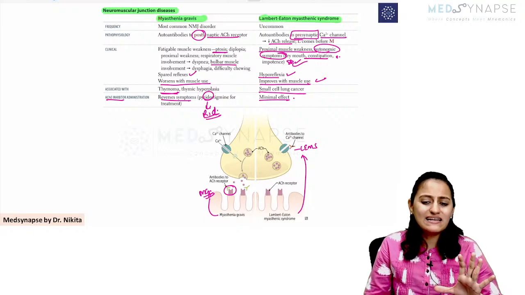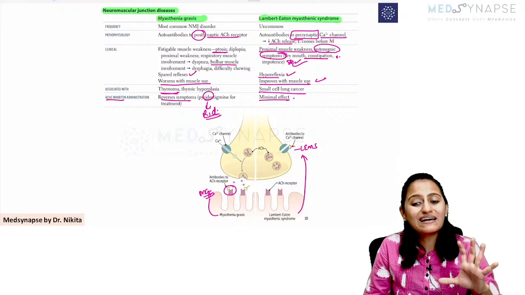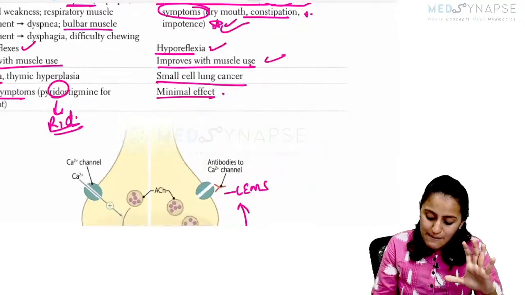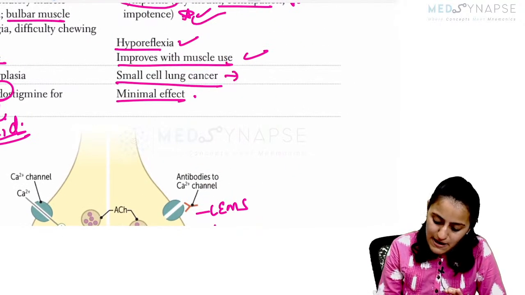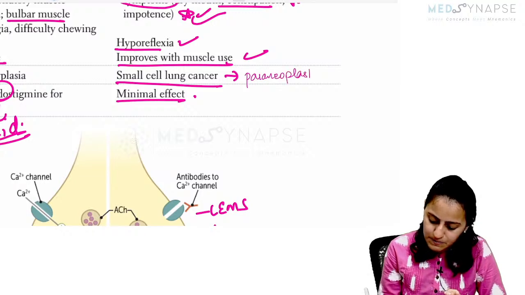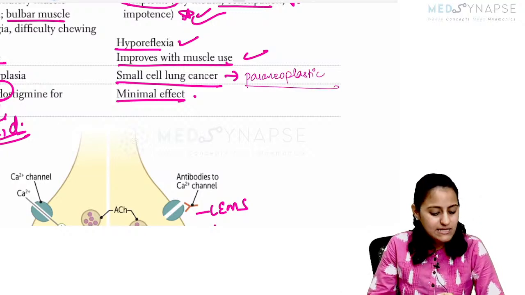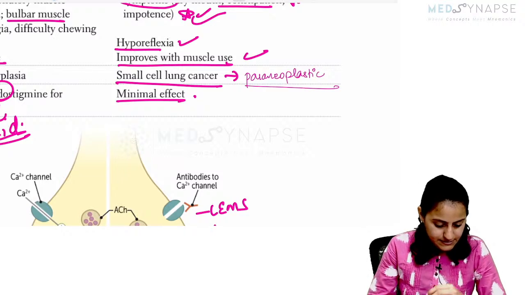Small cell lung cancer has a lot of paraneoplastic syndromes. Lambert-Eaton is one of them. Absolutely right. It is one of the paraneoplastic syndromes associated with small cell lung cancer.